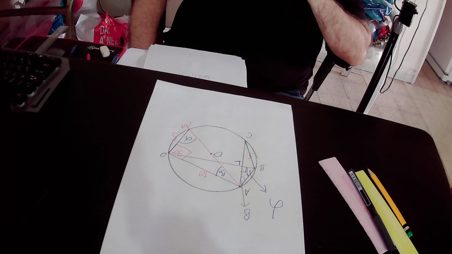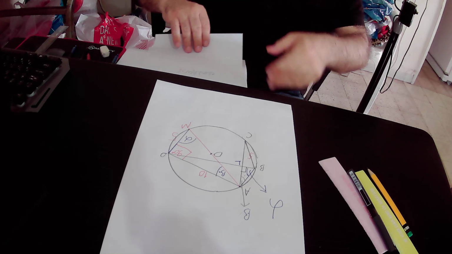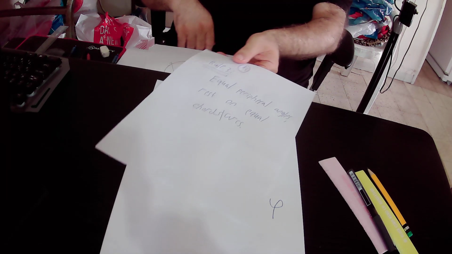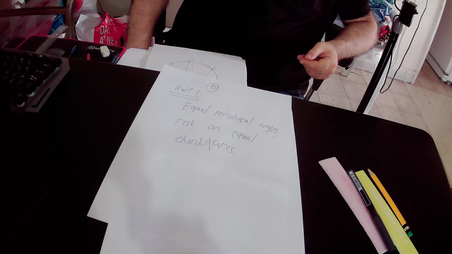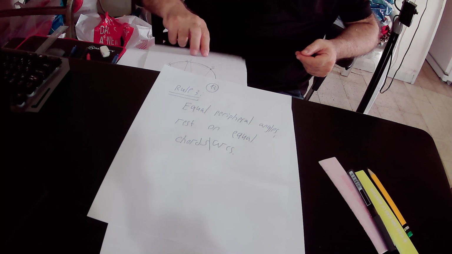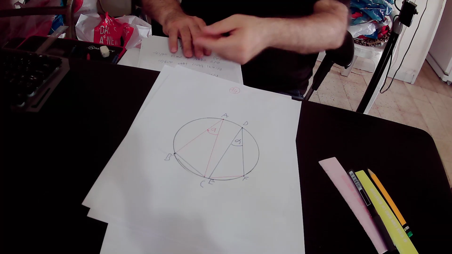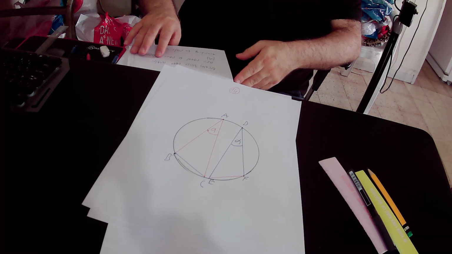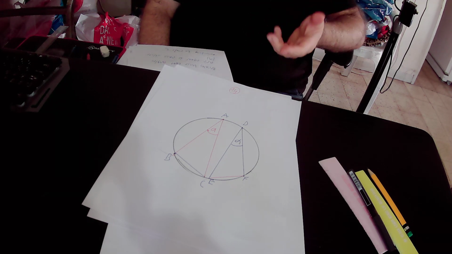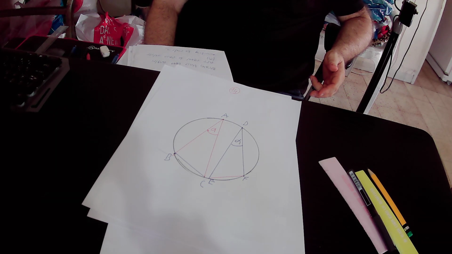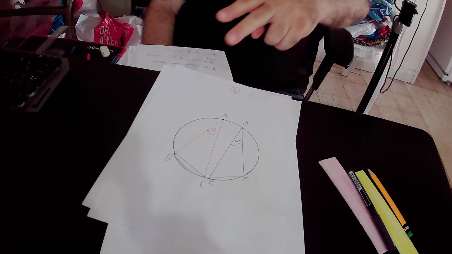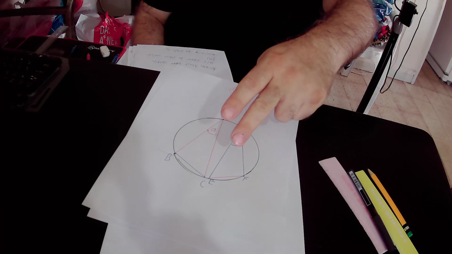Okay, and we have rule number 3 that states that equal peripheral angles rest on equal chords or equal arcs. So if we have two peripheral angles that both equal alpha, so they are equal to each other, then according to rule number 3, they rest on equal arcs. That is to say, BC also will be equal to EF.